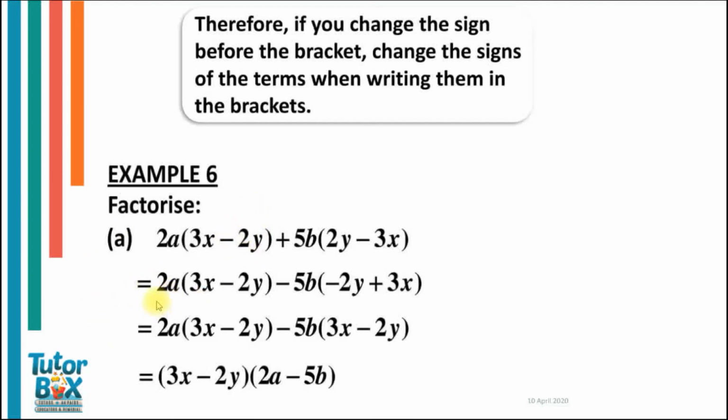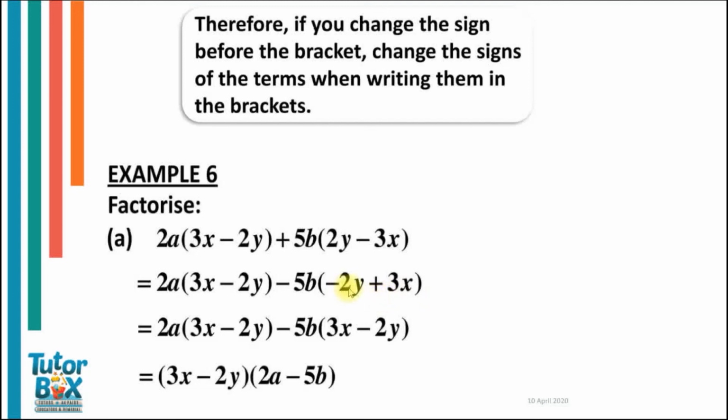So this will be equal to 2a(3x minus 2y). So here we're changing the second one, this one, so that it looks like the first one there. Okay, and then so basically we want to make 2y negative, and then we want to make 3x positive. Okay, so we're going to factor out a negative here, right? So remember, if you change the sign before the bracket, you change the signs of the terms when writing them in the brackets. So now I'll get the minus 5b. I've changed this, right? Now I'm going to change the signs inside. I get minus 2y plus now 3x, right?